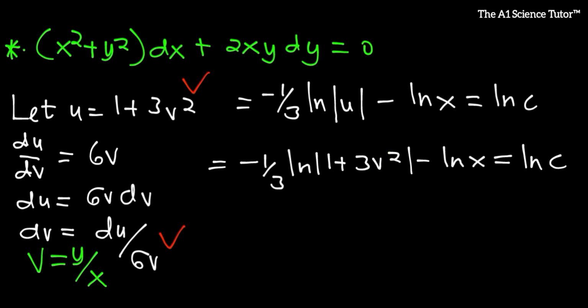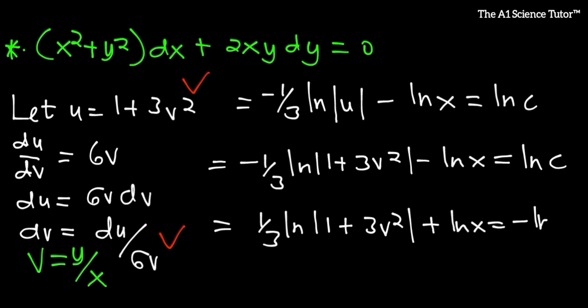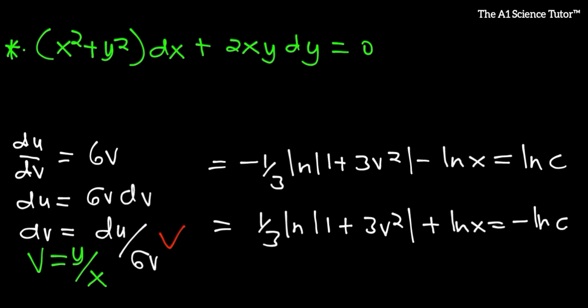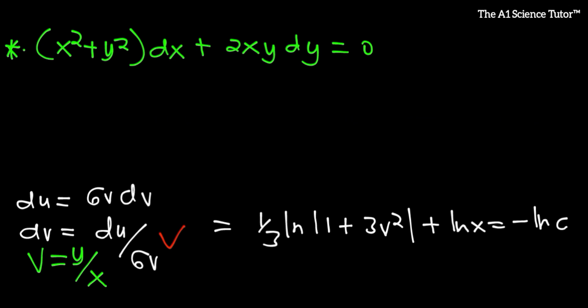And before we do that, we can actually divide through by -1, right? So if we divide through by -1, this is going to give us 1/3 ln of 1 plus 3v squared, plus ln x, and this will be negative ln c, right? So that is what we have. So I think I can wipe these out. Can also wipe these out, right? Yeah. So what is the final thing we need to do?